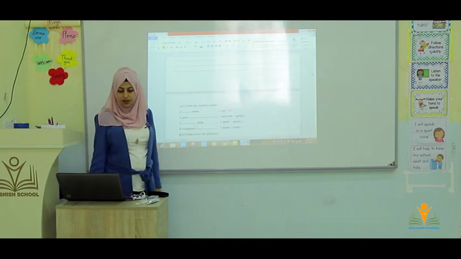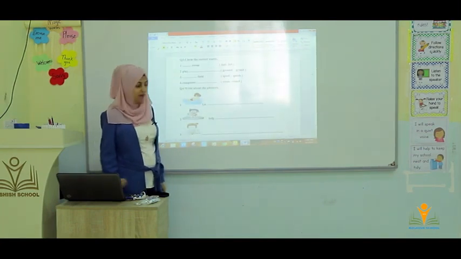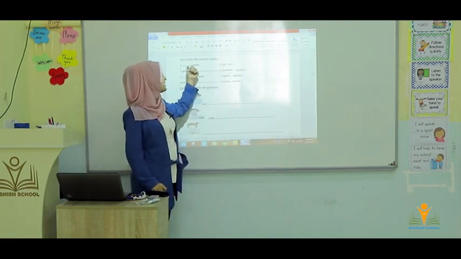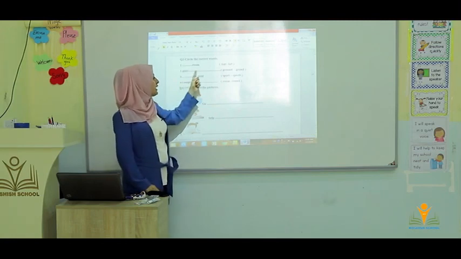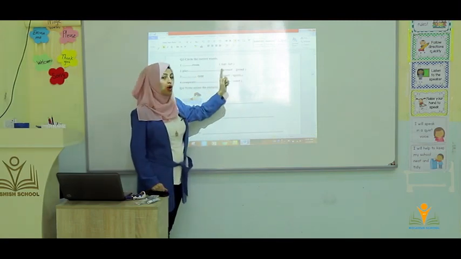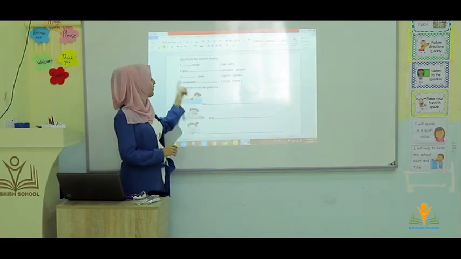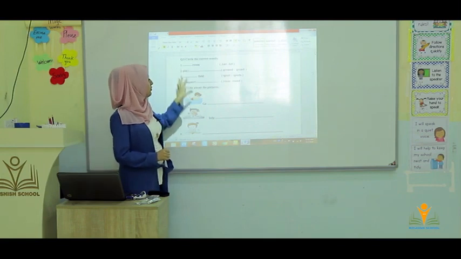Question 3, circle the correct words. Here we have number 1, dash room. Which one? Do we say ant room or art room? Number 2, playground or ground. You know which one is right, which one is the correct one. You have to circle it. Also number 3, 4, same thing.